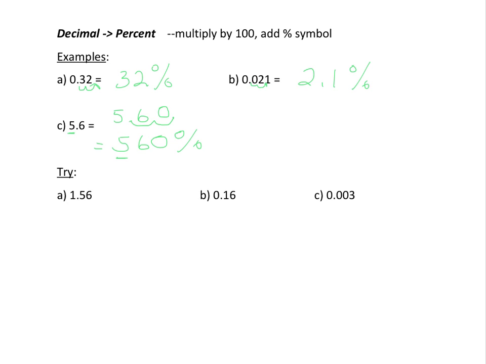Again, there's 3 more here for you to try and check your answers with. So 1.56 will give us 156%. 0.16 will give us 16%. And 0.003 gives us 0.3%. Okay, it's very possible to have a decimal within a percent.